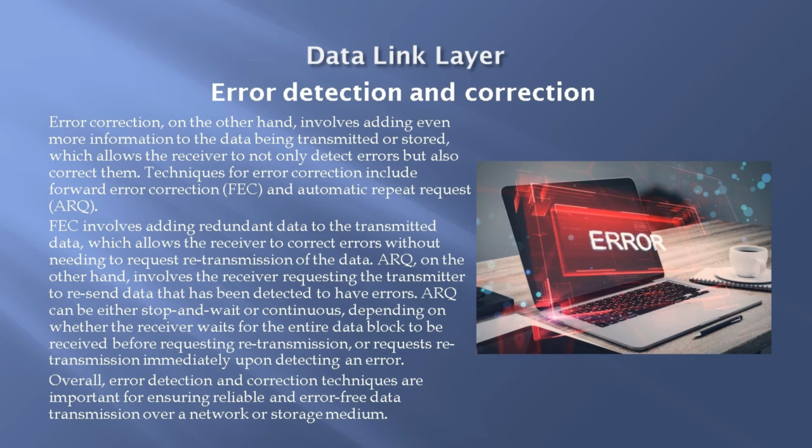FEC involves adding redundant data to the transmitted data, which allows the receiver to correct errors without needing to request retransmission of the data. ARQ, on the other hand, involves the receiver requesting the transmitter to resend data that has been detected to have errors.